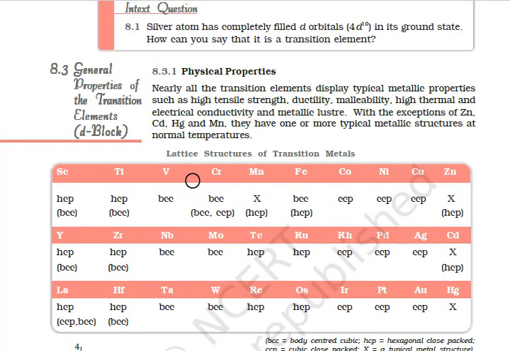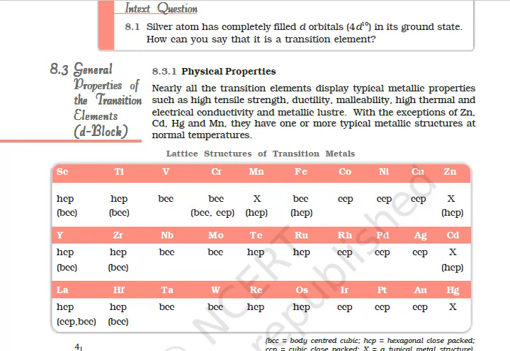Now, what are the physical properties of the d block elements? Nearly all the transition elements display typically metallic properties such as high tensile strength, ductility, malleability, high thermal and electrical conductivity, and metallic luster, with the exception of zinc, cadmium, mercury, and manganese. They have one or more atypical metallic structures at normal temperatures. Which elements have more than one typical metallic structure? They are zinc, cadmium, mercury, and manganese.